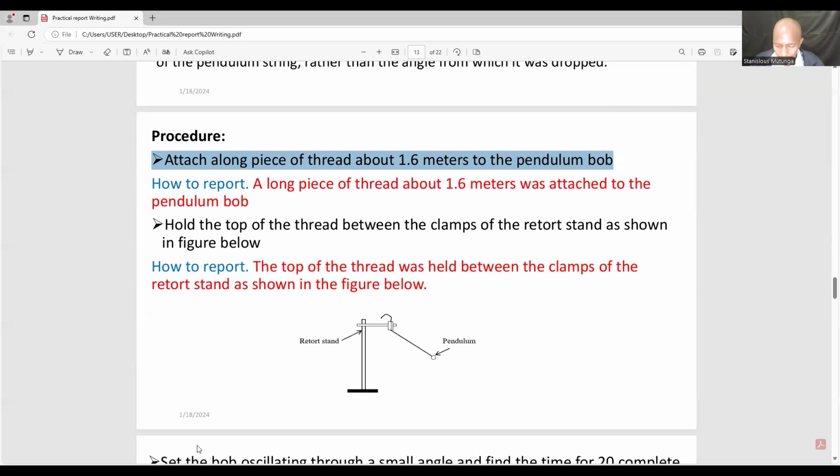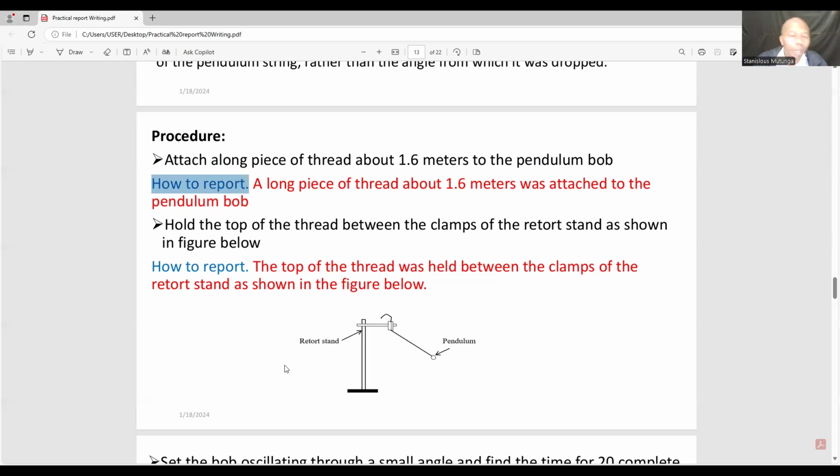For me, at long last, I'm not supposed to write it expressly like that. We say that you are supposed to report it in third person past tense. So here is how to report it. Do not include that part within the report. The red part is an example of what I'm supposed to write within the report. Point number one: a long piece of thread about 1.6 meters was attached to the pendulum bob. Who attached it? I don't know. That's what I meant when I was talking about the past tense, that person, a reported speech.